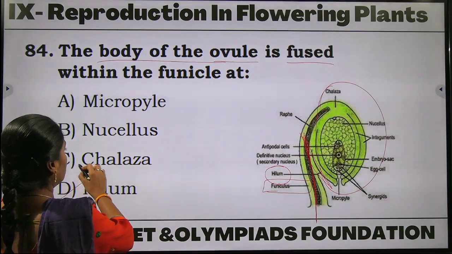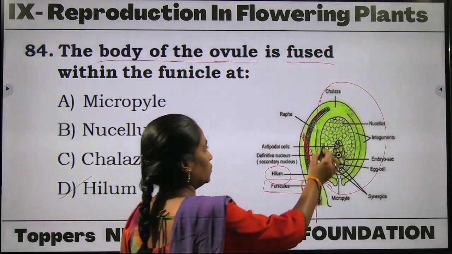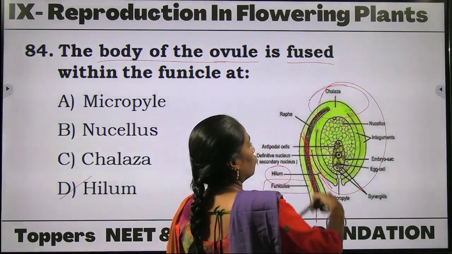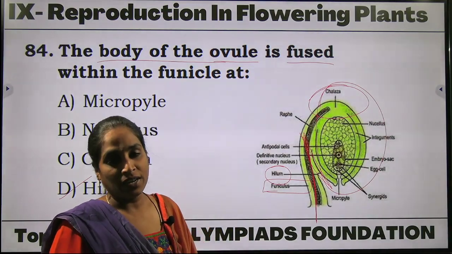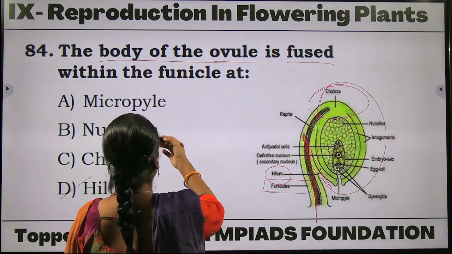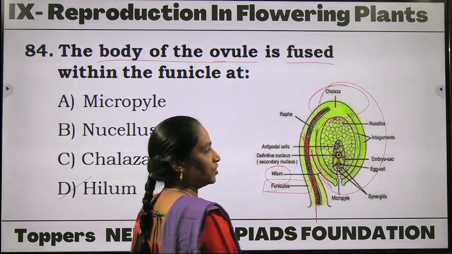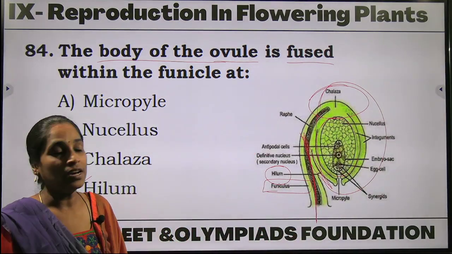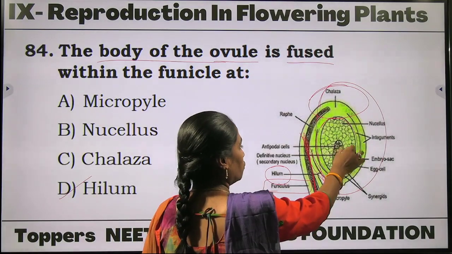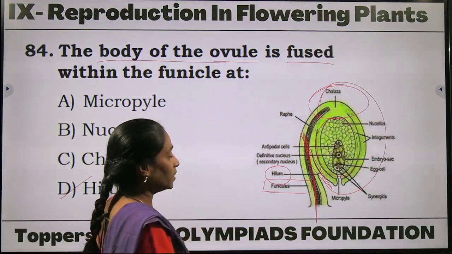And coming to option C, chalaza. Is the chalaza connecting both the ovule body and the funicle? Exactly no. And option B is the nucellus. The surrounding part of the embryo sac on the anterior region is the nucellus. Is that connecting both the body of the ovule and the funicle? Exactly no.